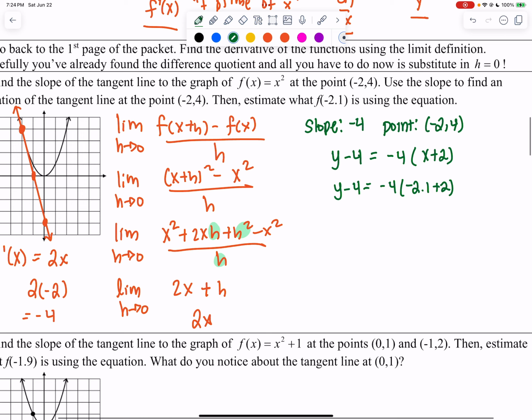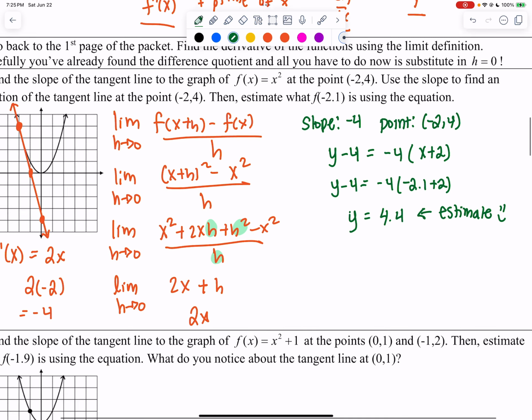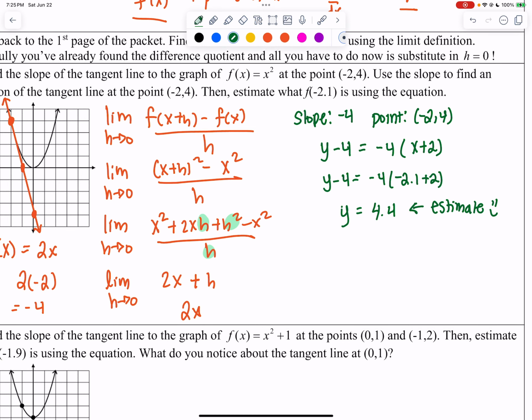Now, using my handy dandy calculator, I'm going to get 4.4 as my estimate. So this right here is my estimate of f of negative 2.1. Now, if I were to actually find out what f of negative 2.1 is using my real equation of x squared, that's going to be 4.41. So we were off by 0.01.